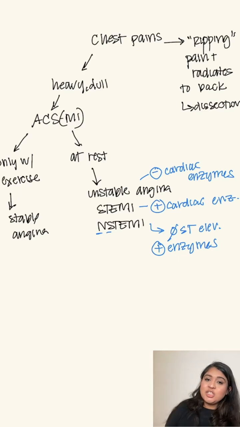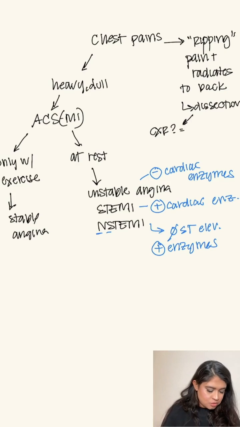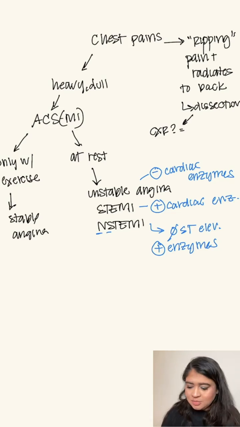What would I see on chest x-ray for dissection? Chest x-ray would show a widened mediastinum. Well done. So, widened mediastinum.